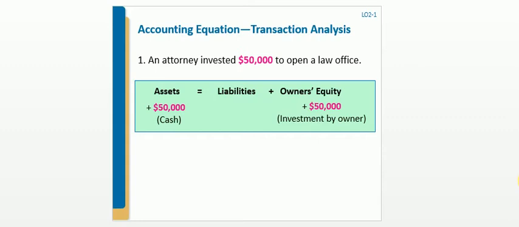Here in the first transaction, you will record $50,000 under the head asset, which is cash increasing, and you will record 50,000 under the head owner's equity, which means capital increases. So both sides are equal. The invested amount of $50,000 by the attorney in a law office will increase the asset as well as the owner's equity.